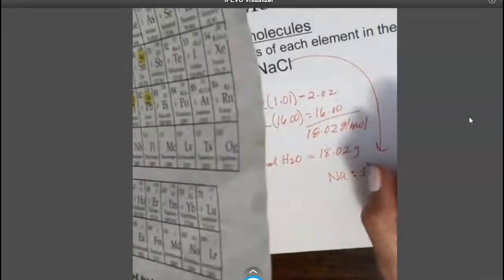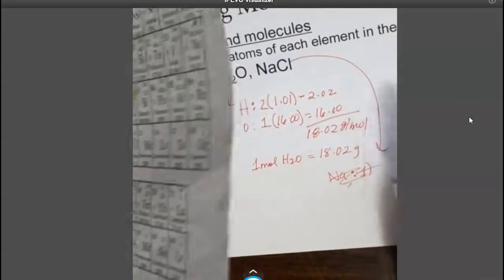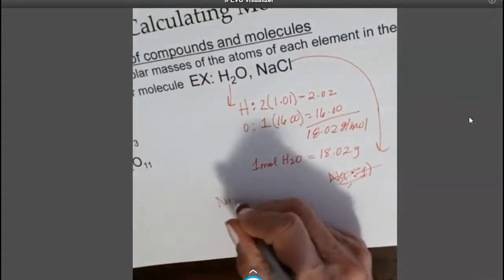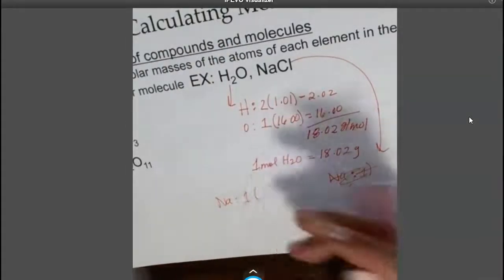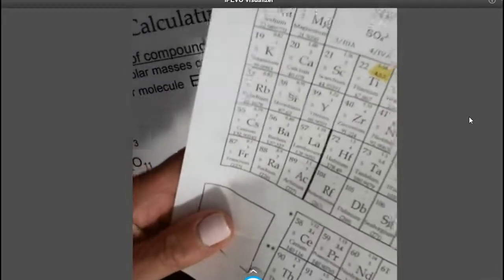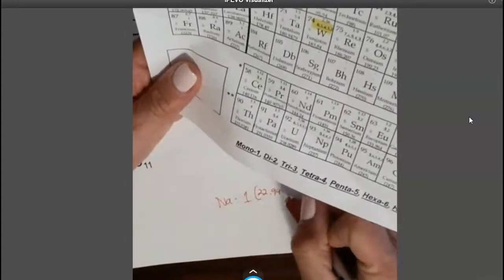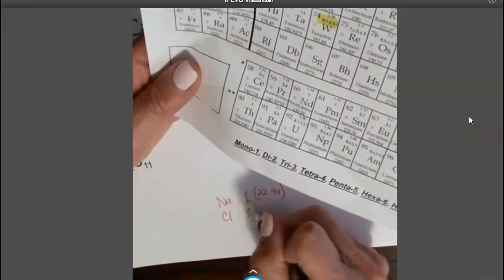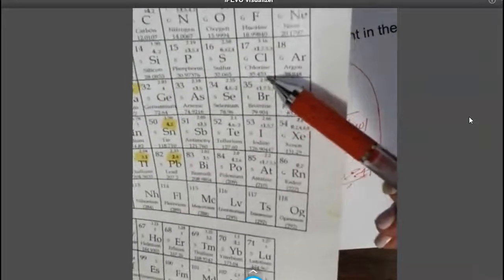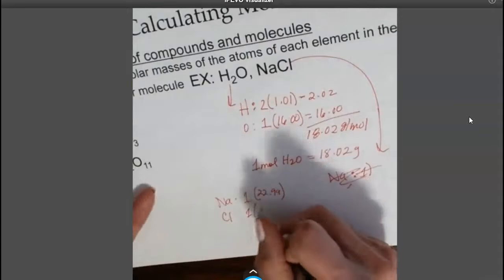If I was to do sodium chloride down here, I've got sodium. I only have 1 sodium atom. Let's start over. Let's go sodium. I have 1 sodium atom. Look on my periodic table. Sodium right here, see if you can see it: 22.99. So 22.99. I've got 1 chlorine atom, and I have to find chlorine on my periodic table: 35.45.